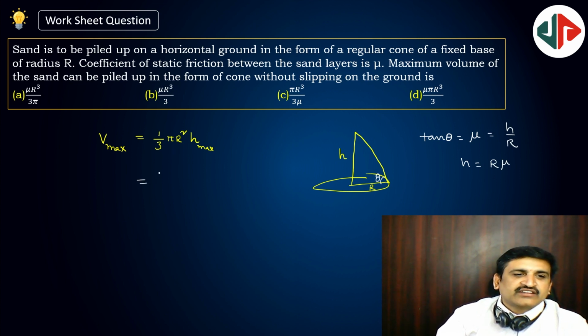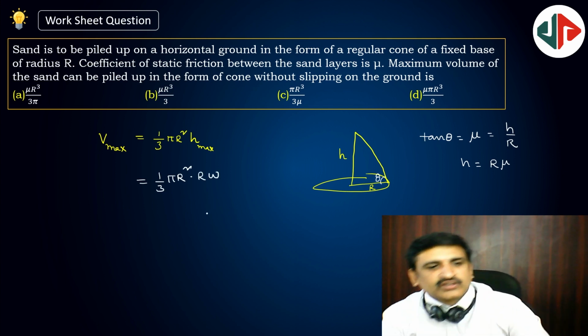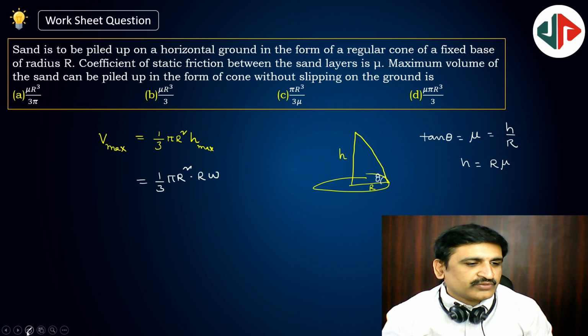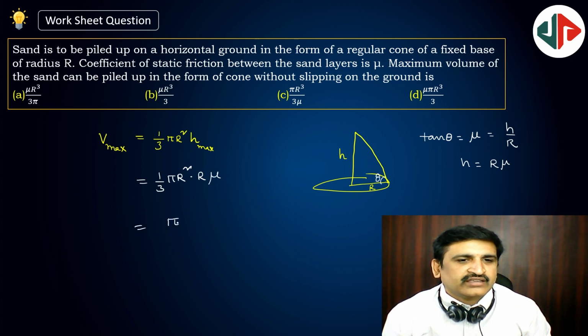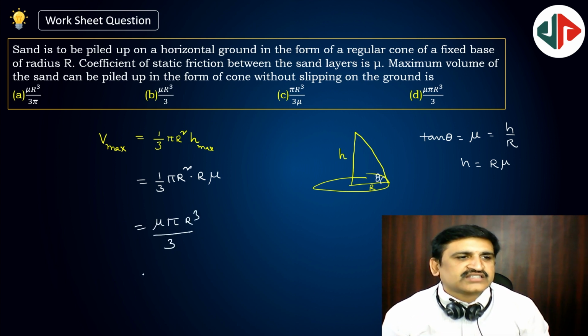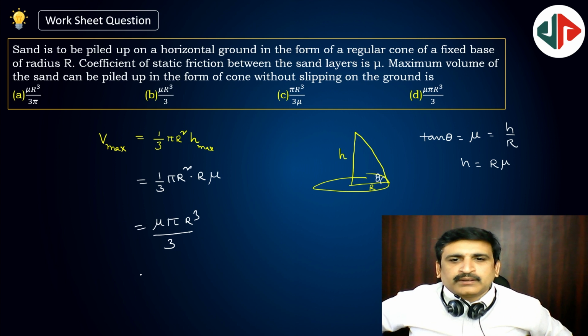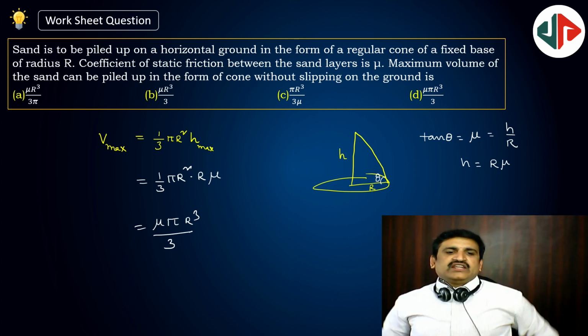If I write 1/3 pi R square into R mu. So R mu, not U, not omega, R mu. This will be pi mu R cube by 3. Such option? Mu pi R cube by 3, option D.